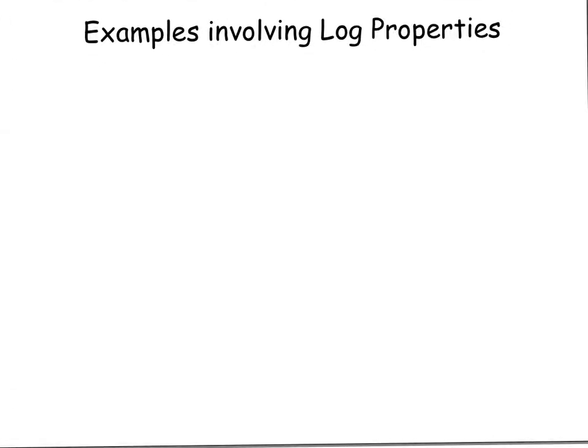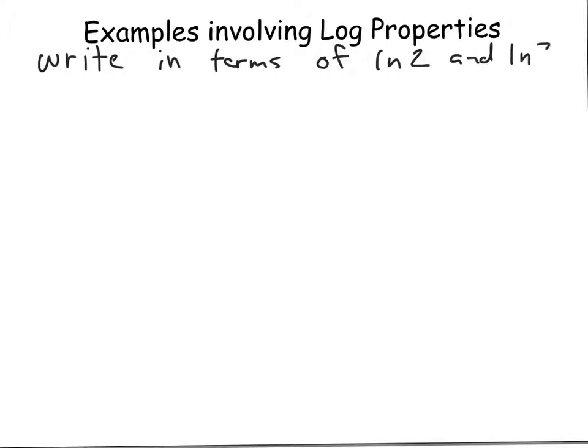So that's kind of 4 different types of examples I want to do here. For the first ones, let's write in terms of ln2 and ln3. For example, how would we do that with ln6? Write it in terms of ln2 and ln3.